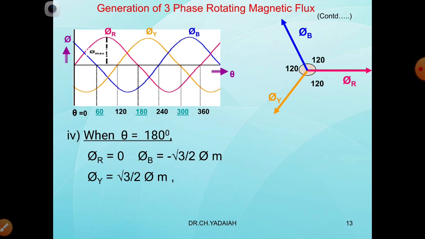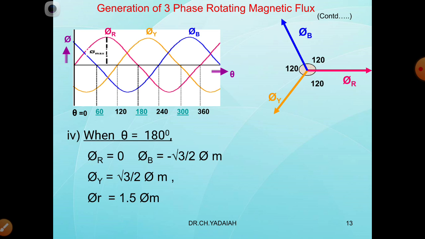Now, another phase, the Y phase, which you can see is an increasing value. So what is the Y phase? Phi Y is phi m sin theta minus 120 degrees. That is equal to phi m sin of 180 minus 120 degrees. Then we get sin 60, that is root 3 by 2 phi m. Now the resultant value is 1.5 times phi m.